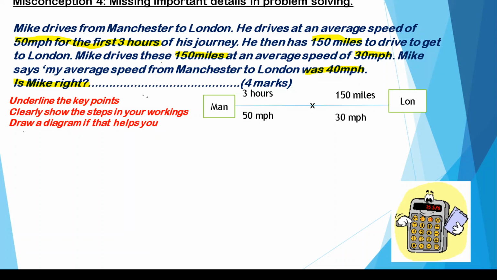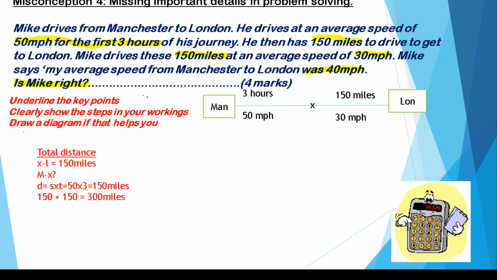So we're looking for speed there, and we know that speed is distance divided by time. So I need to work out the total distance for the journey divided by the total time taken to travel from Manchester to London. So I'm going to start off by working out the total distance. I know that one part is 150 miles. The other part is speed of 50 miles per hour for 3 hours. So looking at speed of 50 miles per hour for 3 hours, that will be 150 miles. So total distance will be 300 miles.